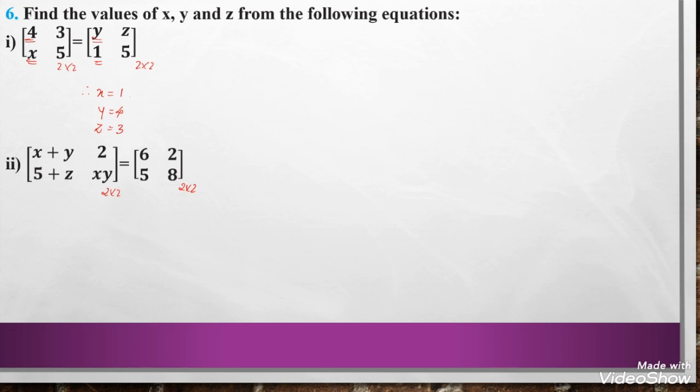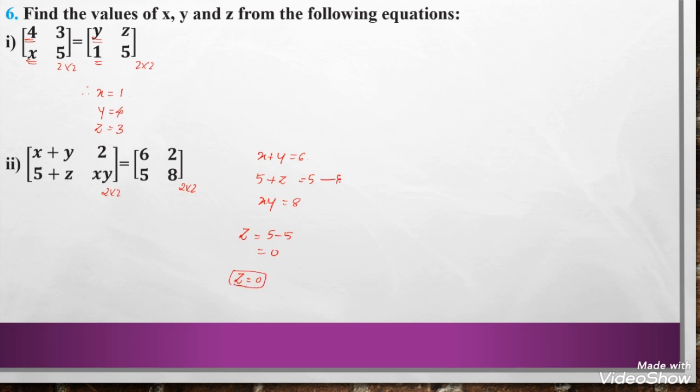First condition satisfied. The second condition is that the corresponding elements in the same positions are equal. By that condition, x plus y is equal to 6, then 5 plus z is equal to 5, and the third condition is xy is equal to 8. Now, by the second condition, we easily get the value of z. z is equal to 5 minus 5, which is 0. Therefore, z is equal to 0.